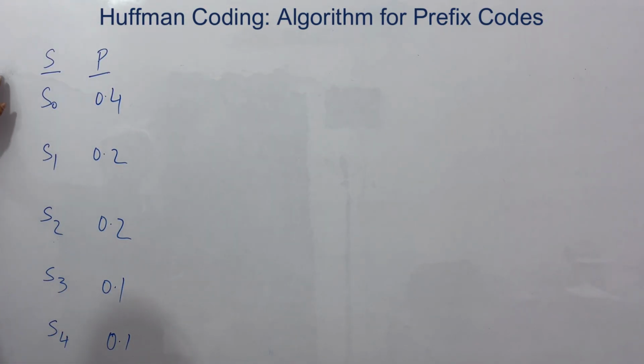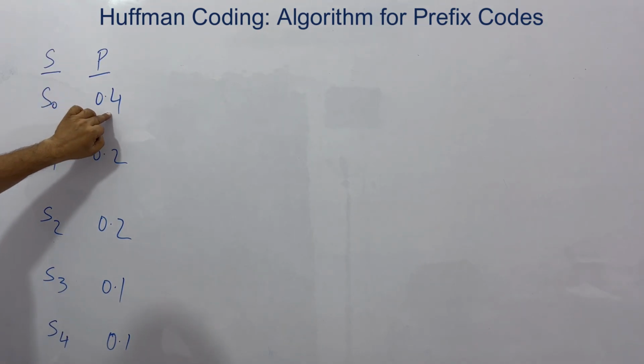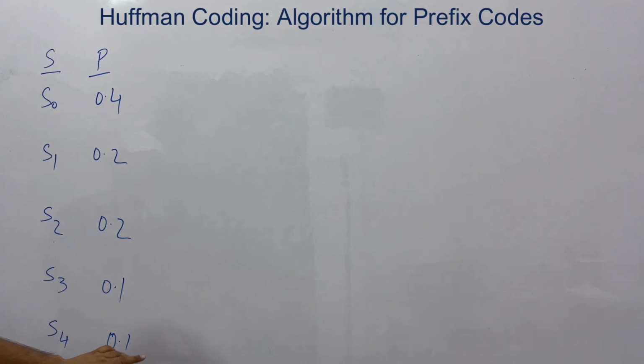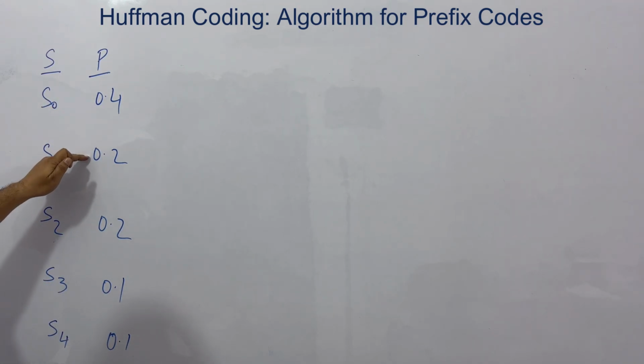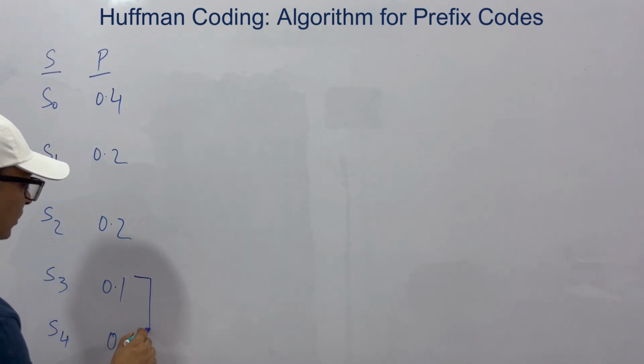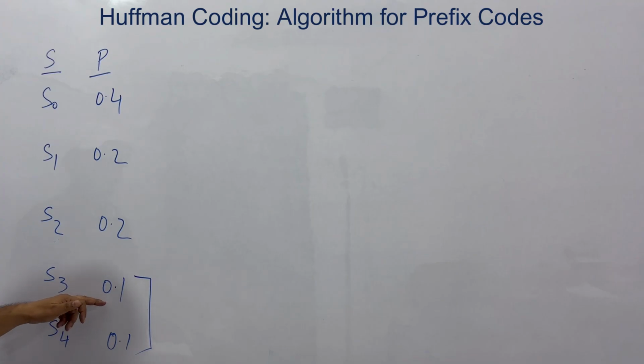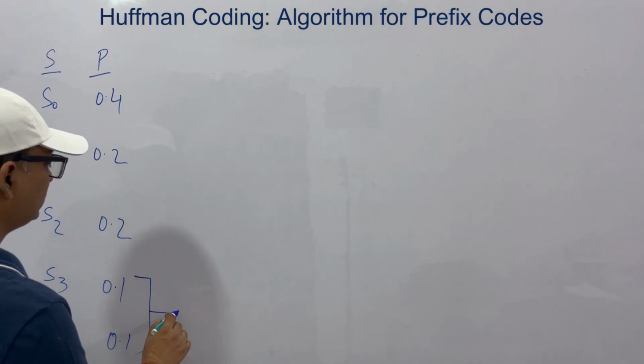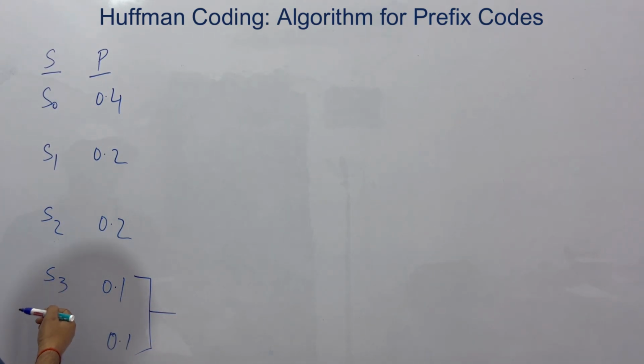What we do, first step is we arrange the symbols in descending order of their probabilities. That is, this is symbol, see, this is 0.4, 0.2, 0.2, 0.1, 0.1. So like this, not that 0.4, then 0.1, then 0.2, no. We arrange in descending order of the probabilities. Then the last two lowest probabilities, we add them up. This is called splitting stage. So we add these two. This becomes 0.1 and 0.2.